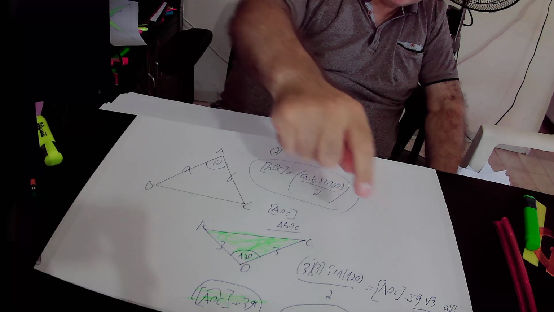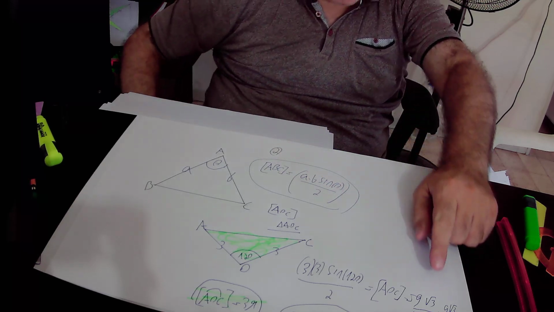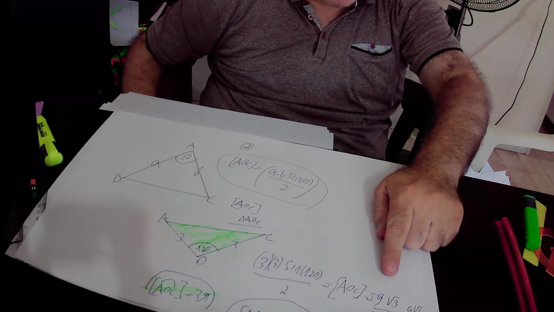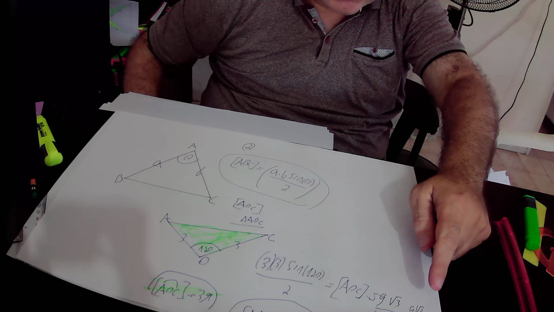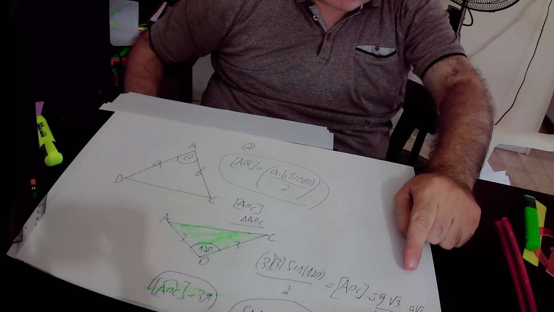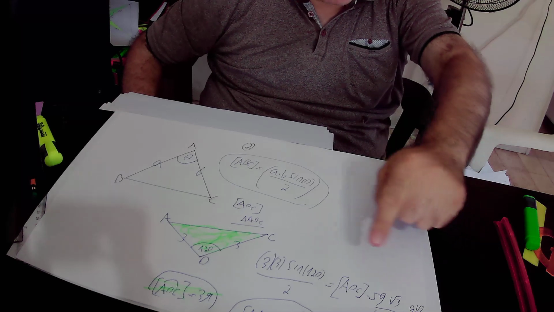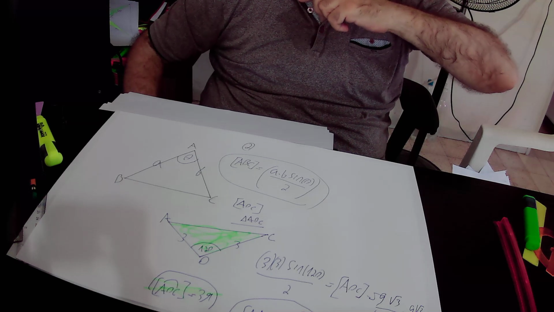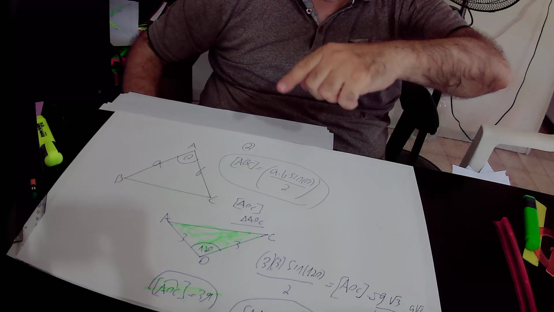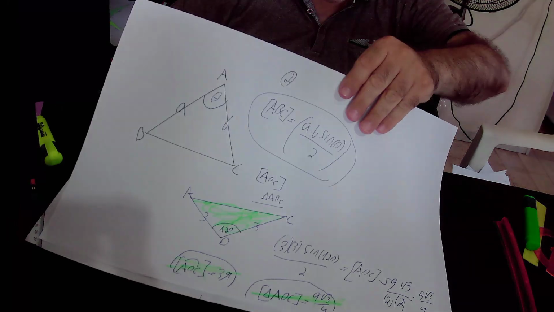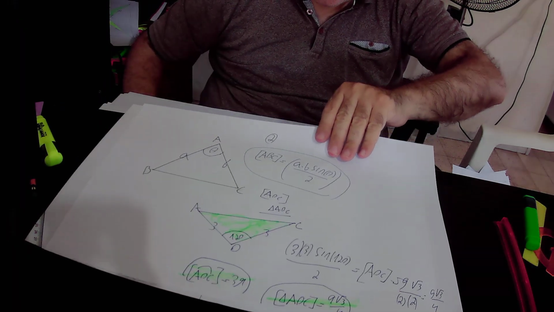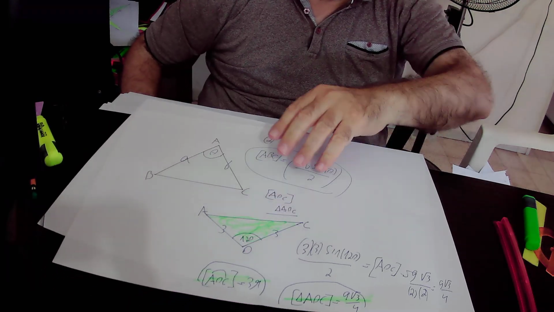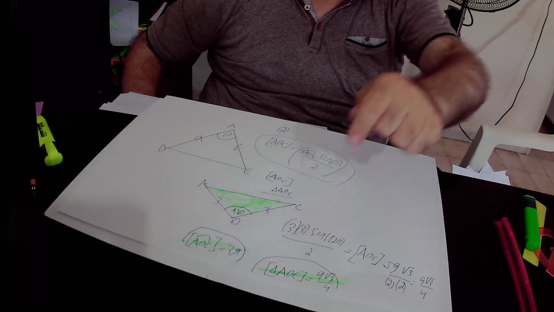3 times 3 is 9, and sine 120 degrees is square root of 3 over 2, all divided by 2. So in the numerator we have 9 times square root of 3, and 2 times 2 is 4. So we found out that the area of triangle AOC equals 9 times square root of 3 over 4. And we have already found out that the area of sector AOC equals 3 pi square units.